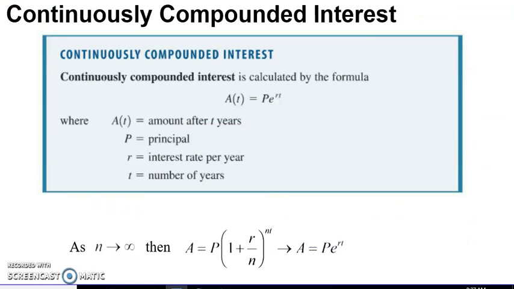All right, let's switch gears into continuously compounded interest, which we talked about in the last lesson, compounded interest. This is the formula for continuous compound interest you'll need to know, where A of t equals P e to the r times t. A of t is the amount per year, P is still your principal, r is your rate, and t is your number of years or your time.